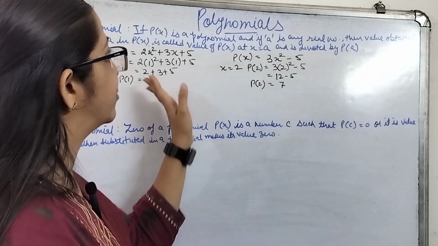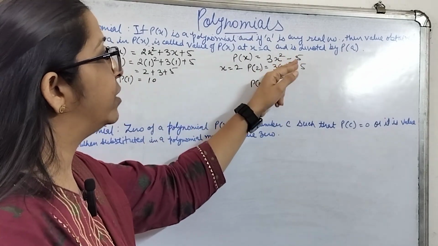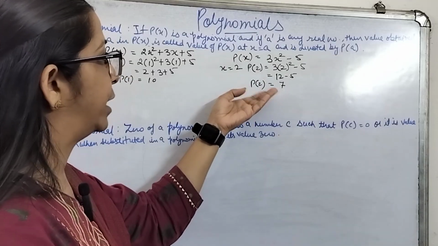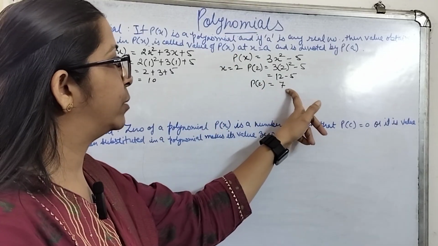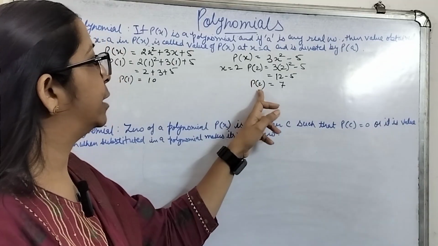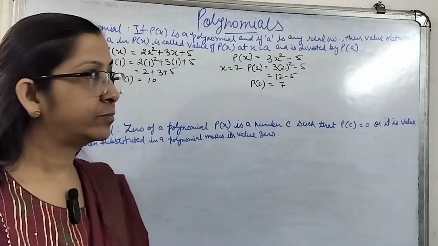This is how we will be getting the value of any polynomial at any given real number. What we will be doing is, wheresoever the variable is coming, we will replace that variable by the real number at which we have to find the value, and whatsoever the final value will be, that will be the value of that polynomial at that particular real number.